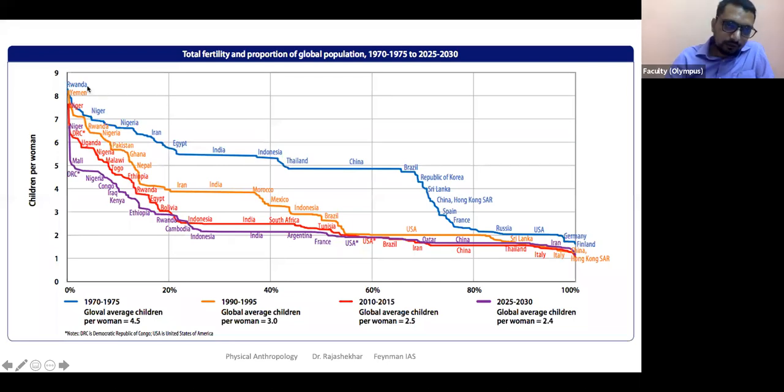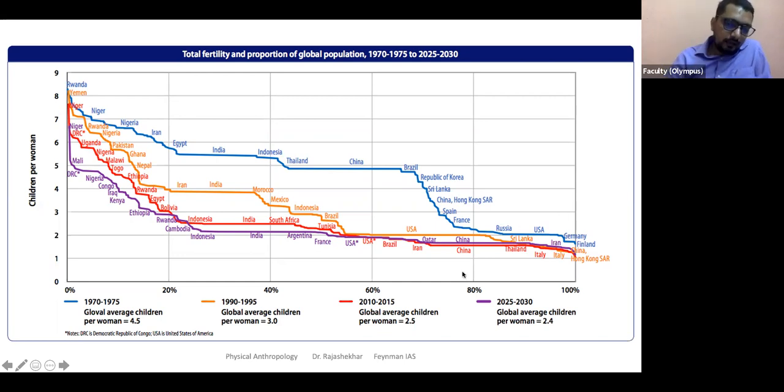And different countries were at different stages. Rwanda was here, Nigeria was here, Iran, Egypt, India, China, Brazil. So India had about less than 6 per woman. China had about 5.5 per woman, or 5 per woman approximately. And developed countries like USA, Germany, Russia, France, they are here.